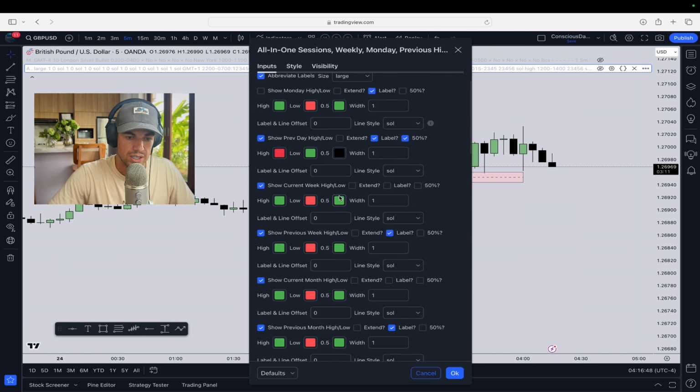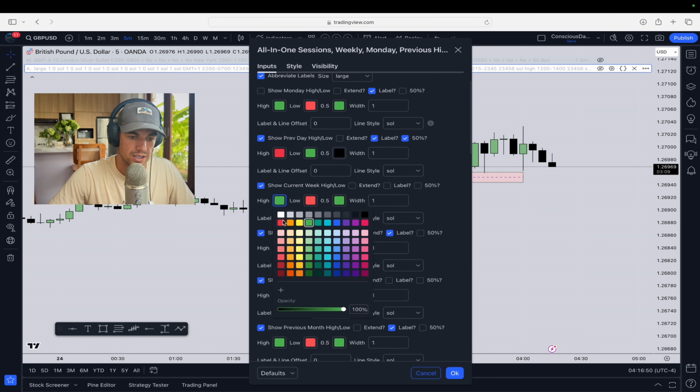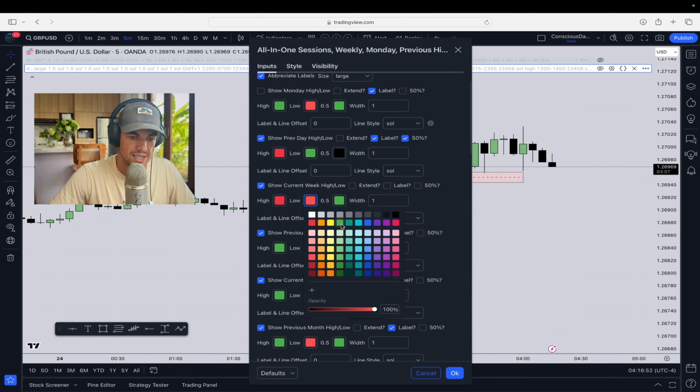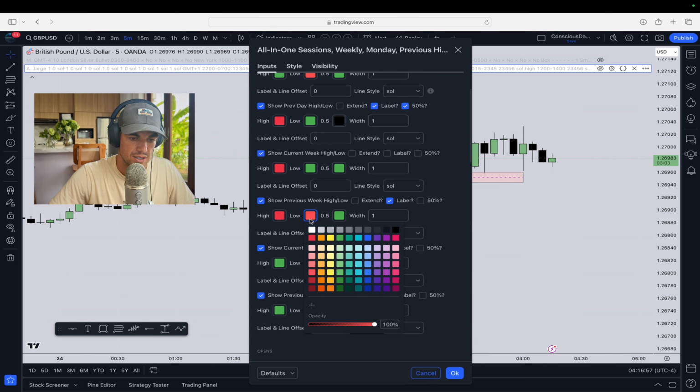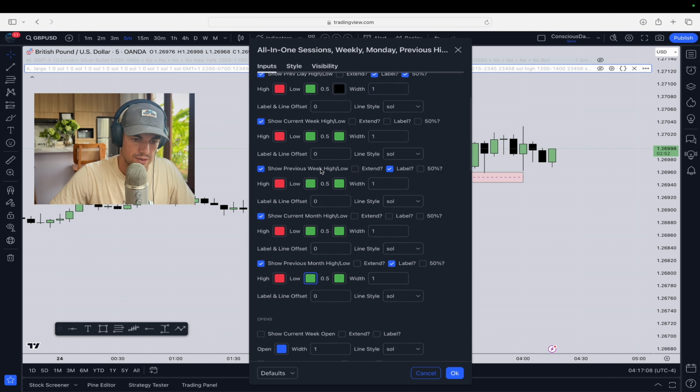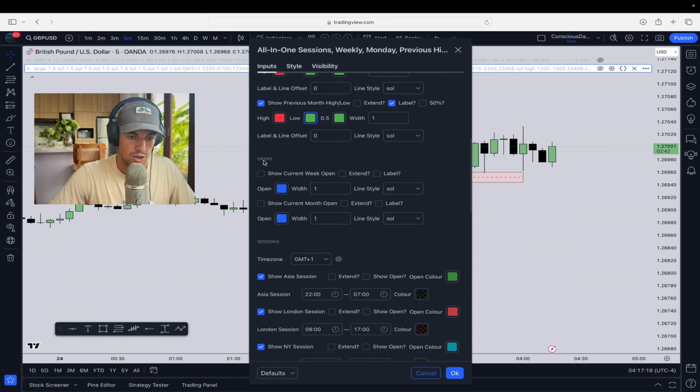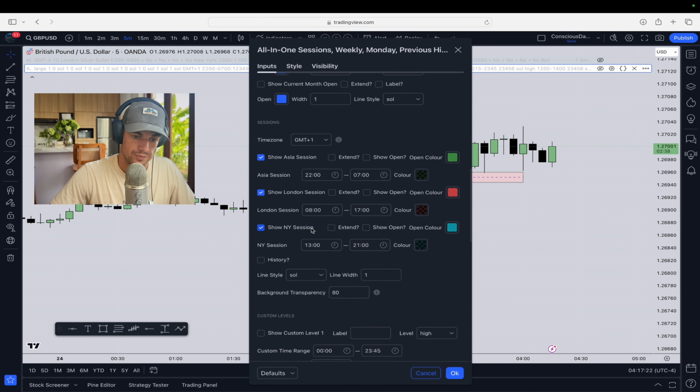For the current week, we're not going to bother about the 50%, but we are going to change the colors to be the same as the daily, so we know what we're looking at. So always the high is going to be red, always the low is going to be green. And it should look like that. Opens: show current week, you have that option, and current month. We're not going to do that.